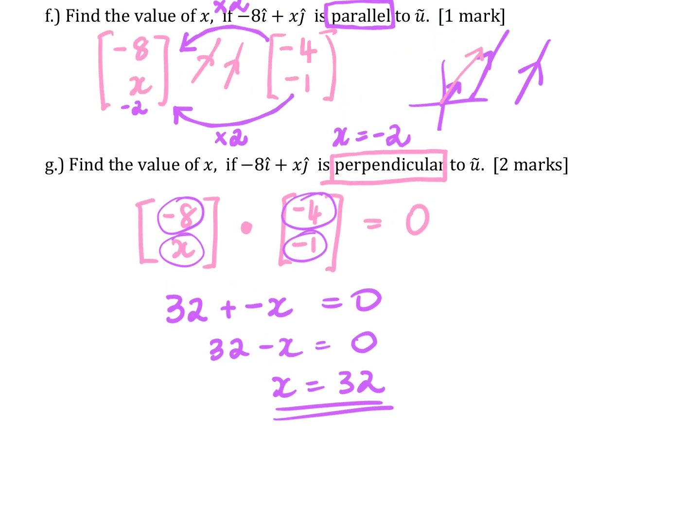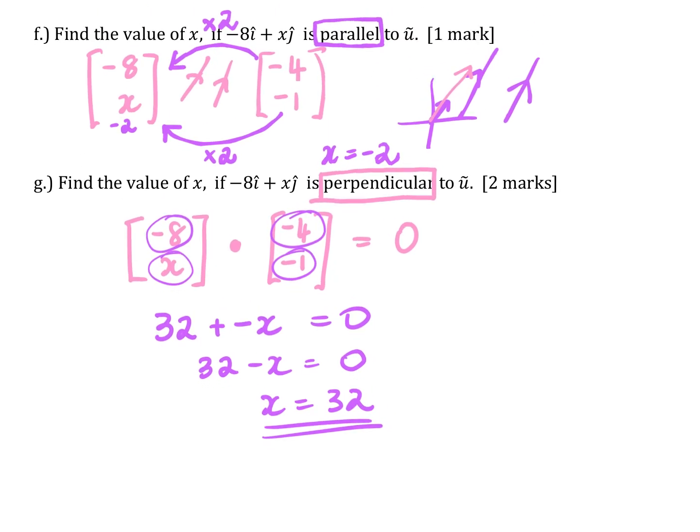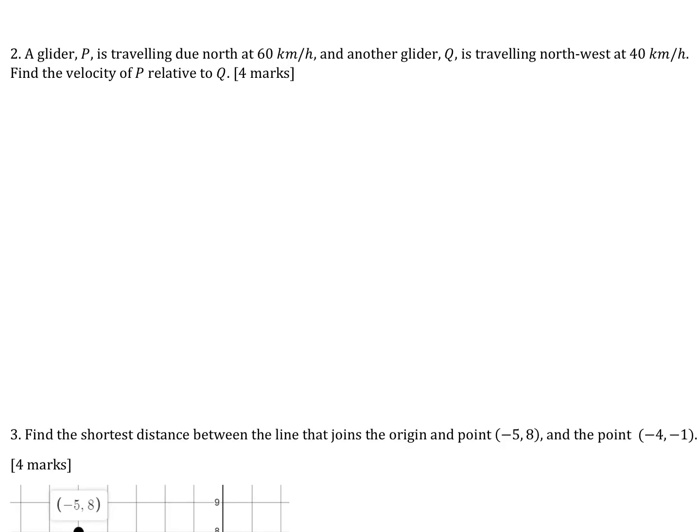Okay, let's look at those last two again. Parallel vectors are multiples of each other. Perpendicular vectors, the dot product is 0. That one there was just 1 mark, and plenty of people got no marks for that one. And this one was 2 marks. I awarded 1 mark for that understanding there, and another mark for the answer.